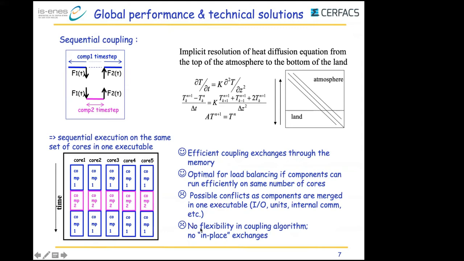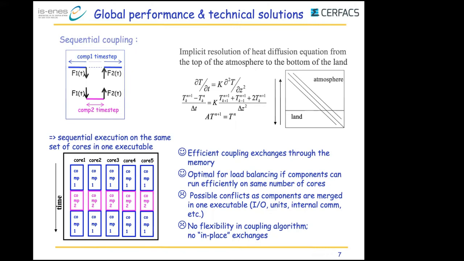Another drawback is that you have no flexibility in the coupling exchanges, because the only thing you can do is run the component, transfer the field to the second one, run the second one, and then transfer some coupling fields back from component 2 to component 1. So there are no what we call in-place exchanges. So this is one type of coupling.